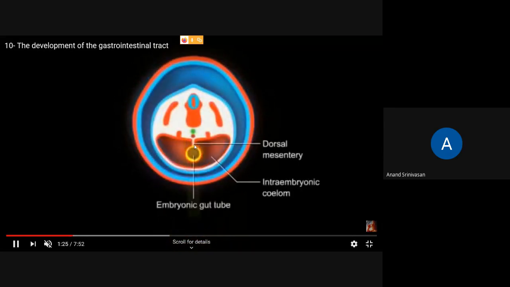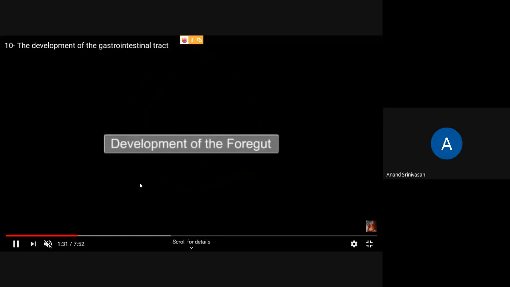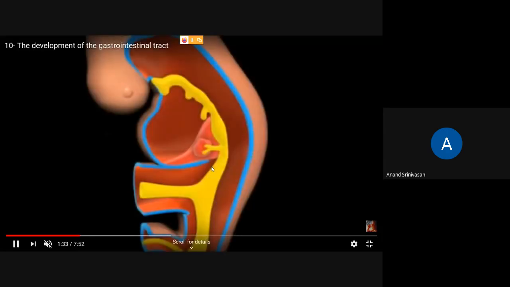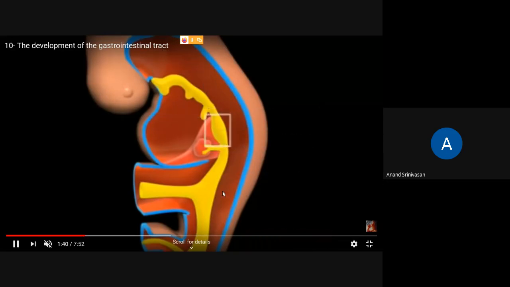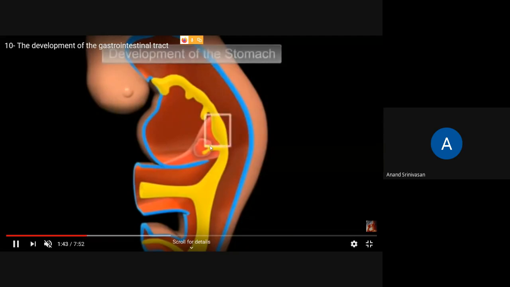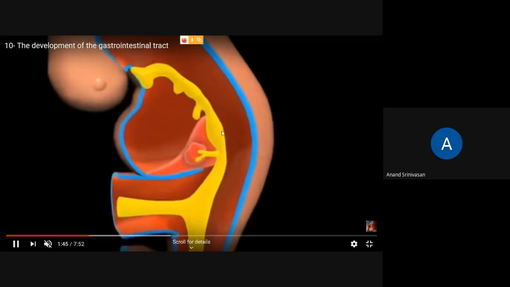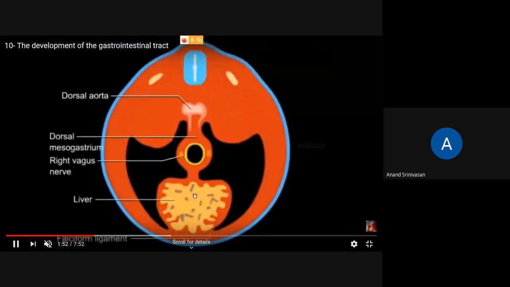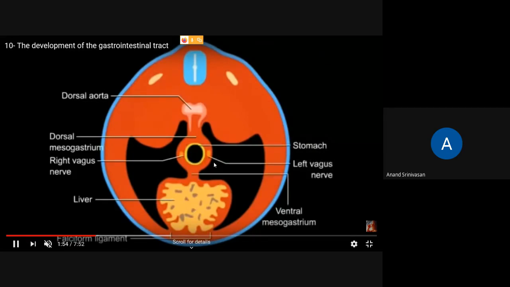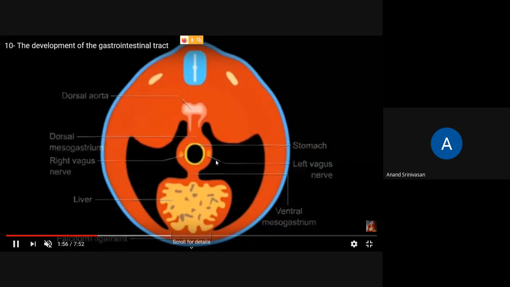Now here you can see the dorsal mesentery, the gut tube. Now we'll see the development of the foregut. Here you can see the respiratory diverticulum, stomach, the liver bud, the duodenum. Now the stomach is showing the rotation of the stomach. Here you can see dorsal mesentery, ventral mesentery, and the liver. The right and left vagus.